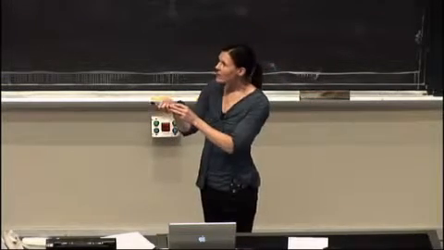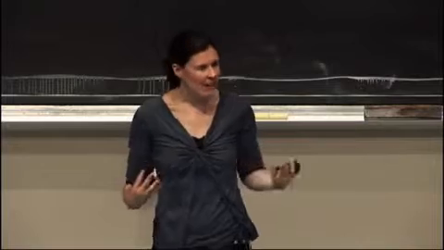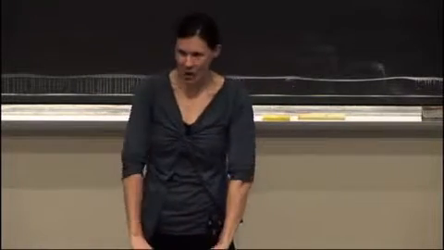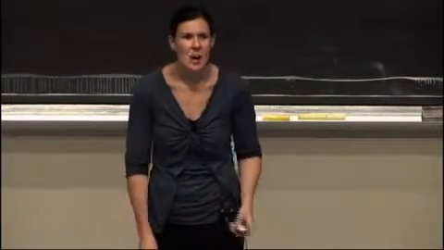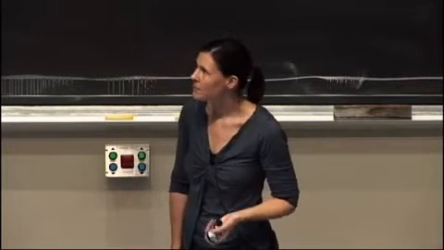So we actually term this n equals 1 state, which gets a special name, which we call the ground state. And it's called the ground state because it is, in fact, the lowest to the ground that we can get. It's the most negative and most stable energy level that we have.